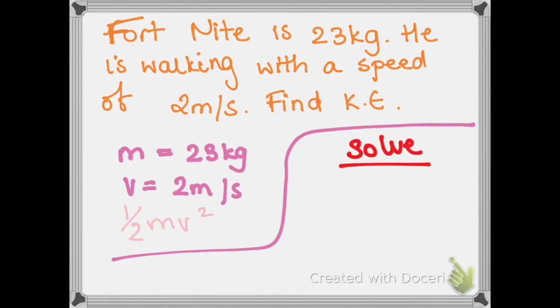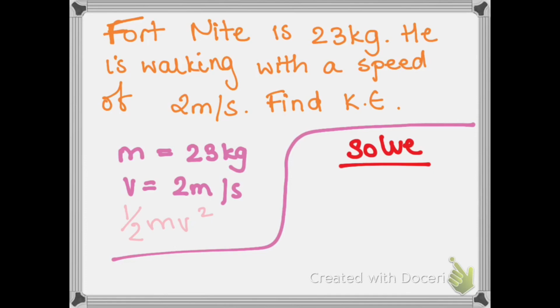Okay, so this is our first question. We're going to do this one together, and then you can go off and I'll give you another one. You can solve that on your own. Okay, so first we have our question. So Fortnite is 23 kgs. He's walking with a speed of 2 meters per second.